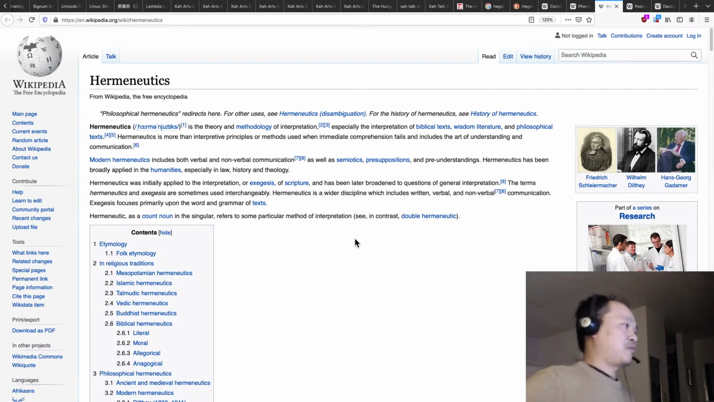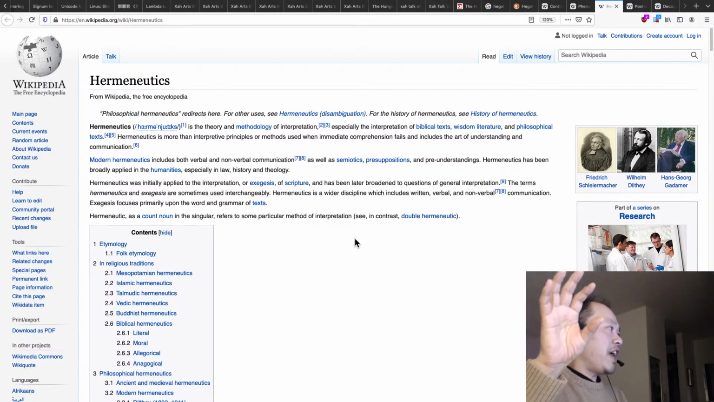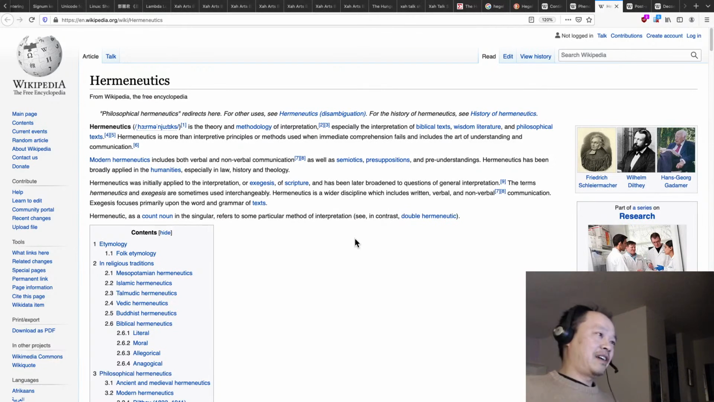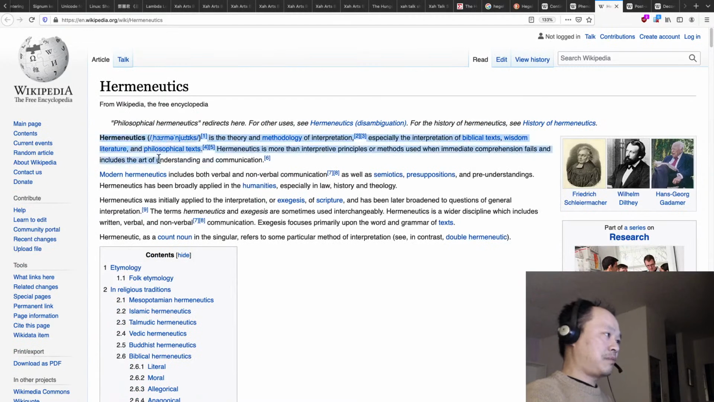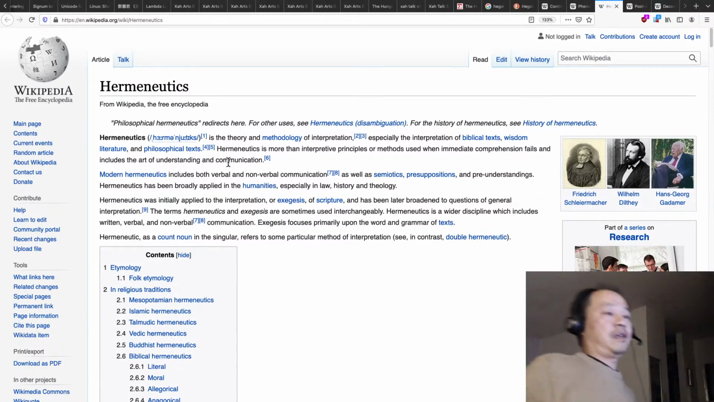And hermeneutics is one of the philosophies, one of the tactics that defends the Christian crap. Okay, so let me read it. Hermeneutics is the theory and methodology of interpretation, especially the interpretation of biblical texts, wisdom literature, and philosophical texts. Hermeneutics is more than interpretive principles or methods used when immediate comprehension fails, and includes the art of understanding and communication. Blah blah blah.